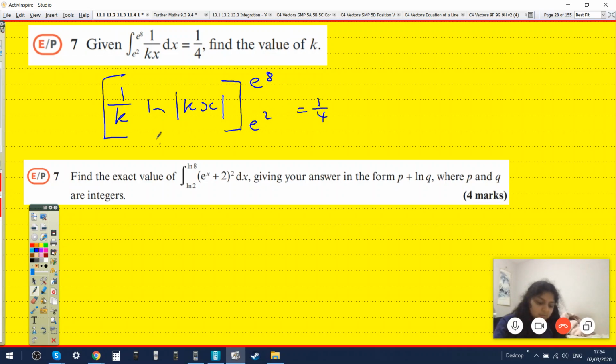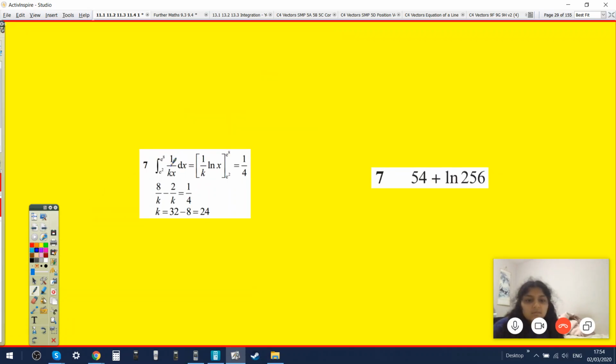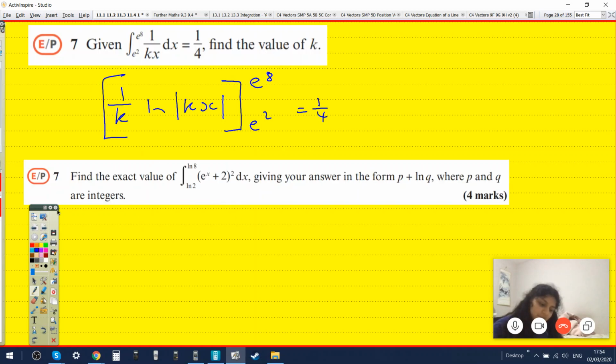I just want to make sure on that one. 1 over k ln kx. Oh, okay, yeah. 1 over k ln. Why is there no... I thought it should be ln kx. That was my concern. It's not. Let me see. I believe, yes, this is my concern.